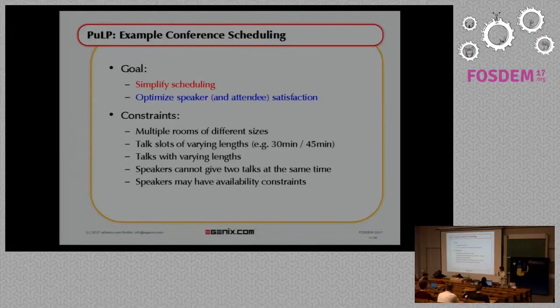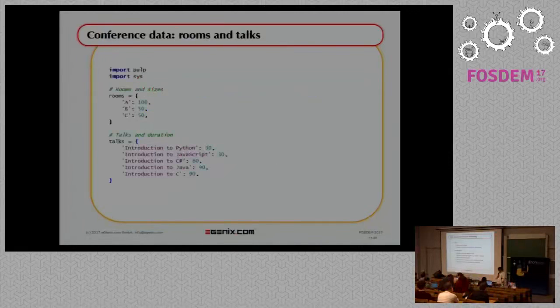So we have multiple rooms of different sizes. I'm not going to go into that detail. What we do have is talk slots of varying lengths. So you have like 30-minute slots, 45-minute slots, 60-minute slots. Then you have, of course, talks of varying lengths. Of course, speakers cannot give two talks at the same time, which is something that sometimes happens if you do it manually. Speakers also have some availability constraints. For example, some speakers can only do a talk on Tuesday or Wednesday, and not on Monday, on the first day of the conference. So you want to capture that as well.